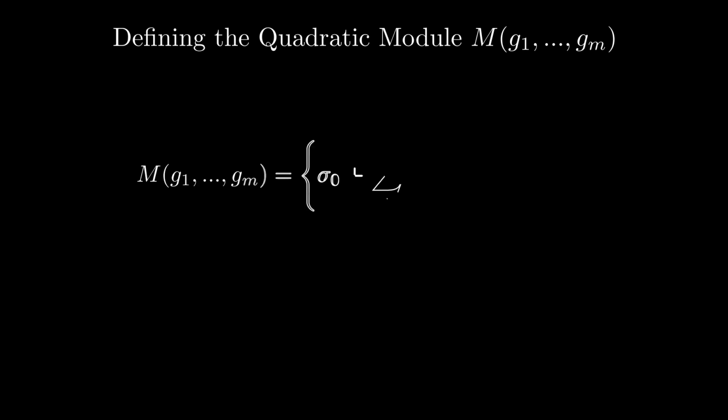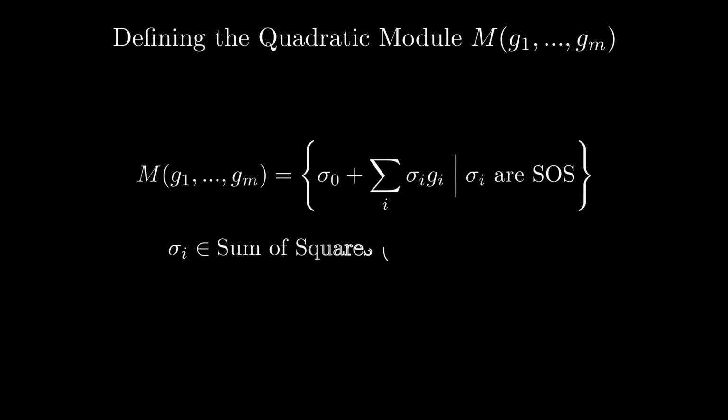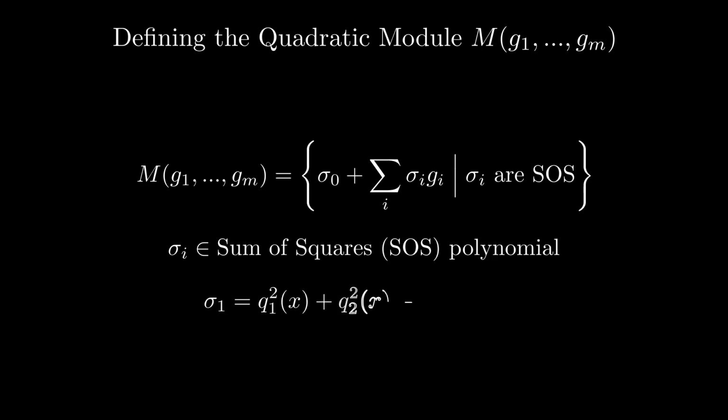To make this a little more rigorous, we introduce the concept of quadratic module. Given a set of constraint polynomials, we define the quadratic module generated by these constraints as follows. What does this mean? It means that instead of checking whether a polynomial is a direct sum of squares, we check if it can be expressed as a sum of squares plus weighted constraint functions. This is super helpful because many constrained polynomial optimization problems naturally fit within this framework.